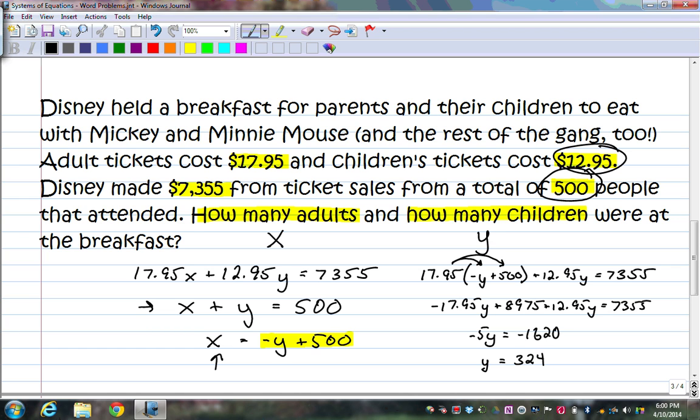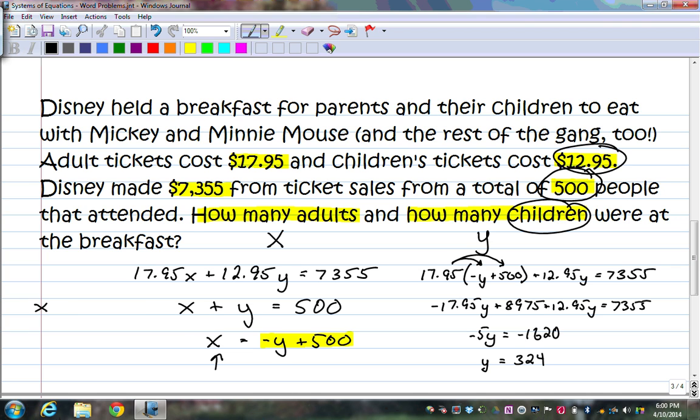Now, what does that 324 represent? It represents the number of children, because we go back to our original problem. So I'm kind of out of room here. What I'm going to do is come off to the side, off to this left side now, and I'm going to put y into this first equation.